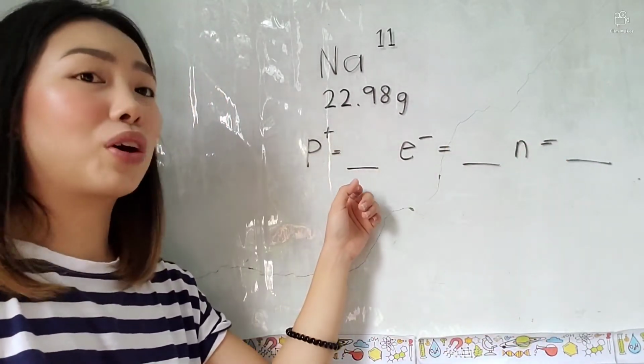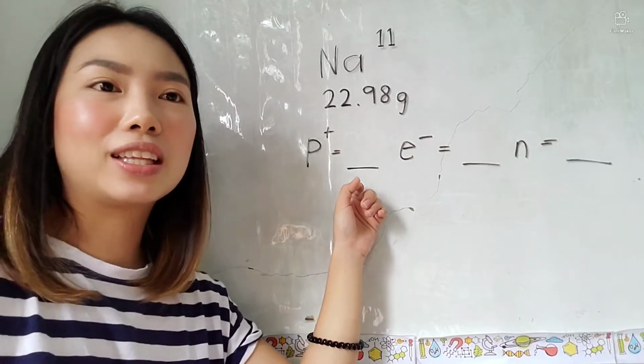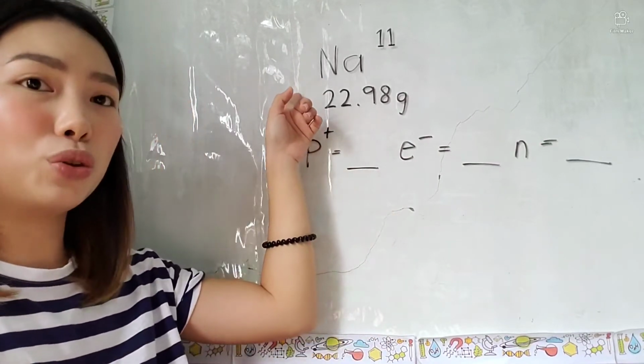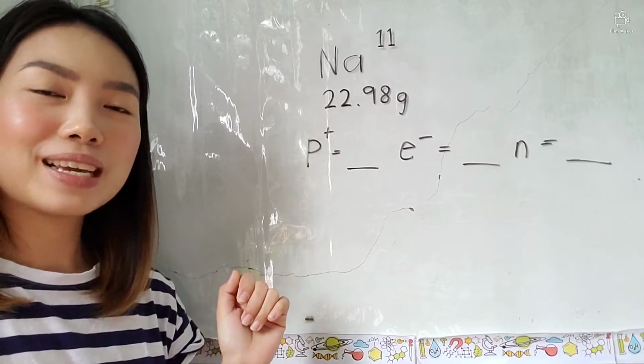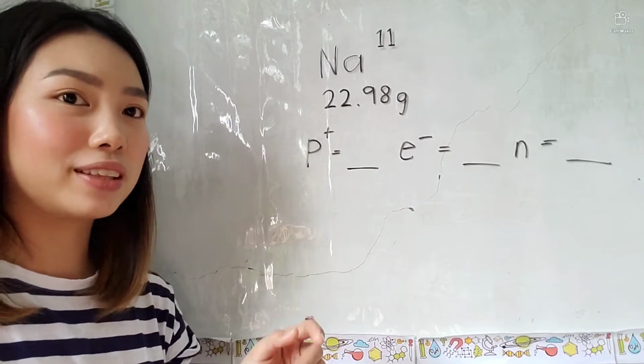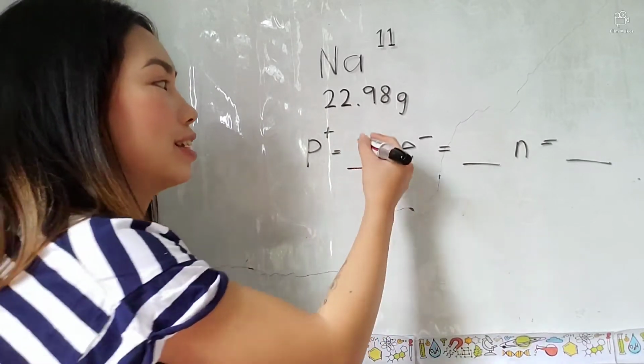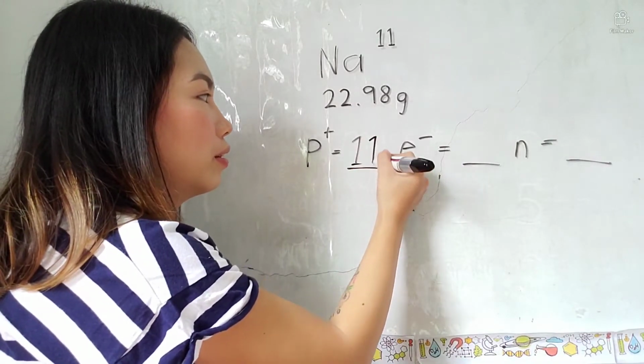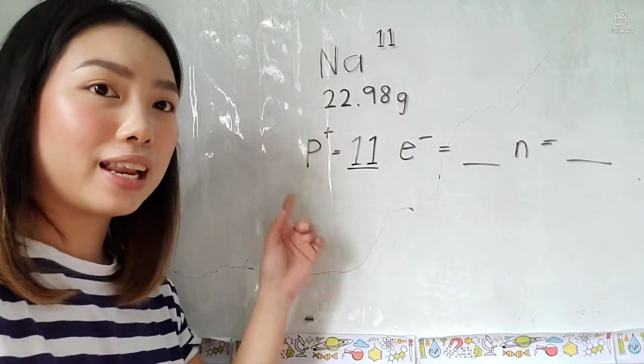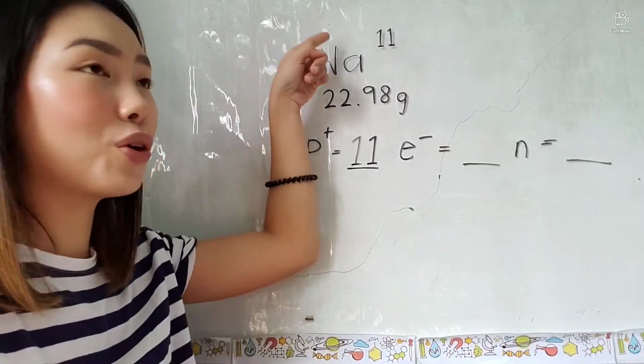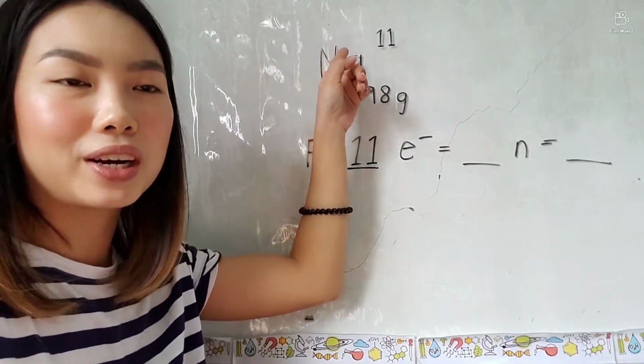Then, you are to find the number of proton, electron, and neutron. So, dun muna tayo kay proton. Anong sagot natin sa proton ng sodium? Since the atomic number is 11, then your answer for proton is 11. Saan galing? Because proton is also the atomic number.